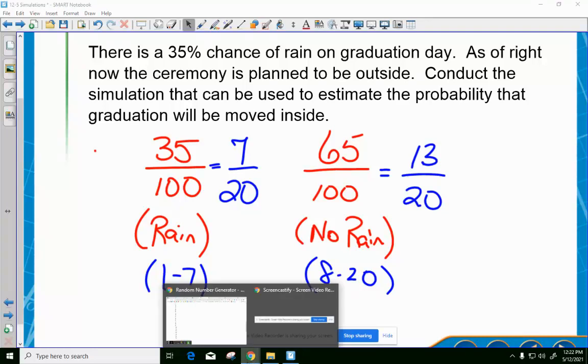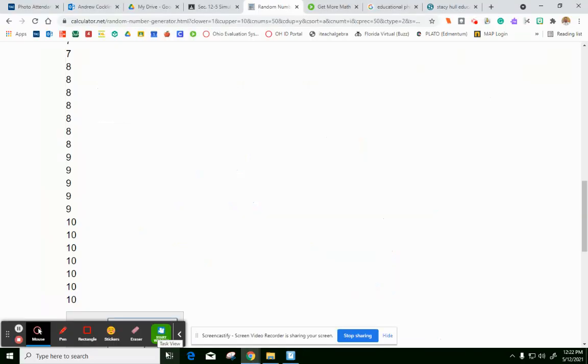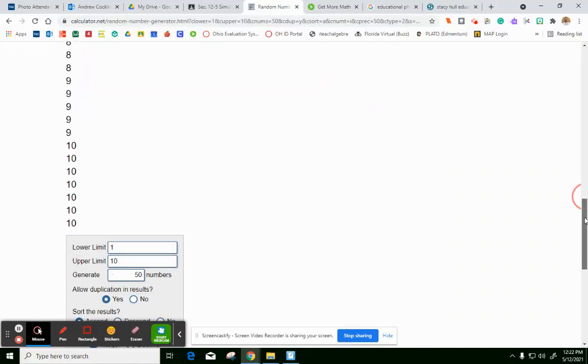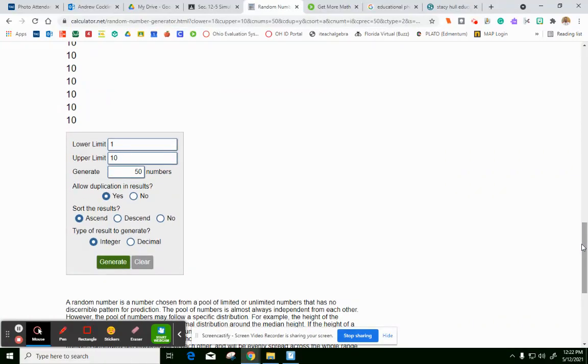So if I come back over here, you should be able to just scroll to the bottom of your list of numbers. Am I ready to just generate another 50? What am I going to change? Let's just change the upper limit. Make it 20. We can leave the bottom one at a 1, right? So we'll make the upper limit now be a 20.